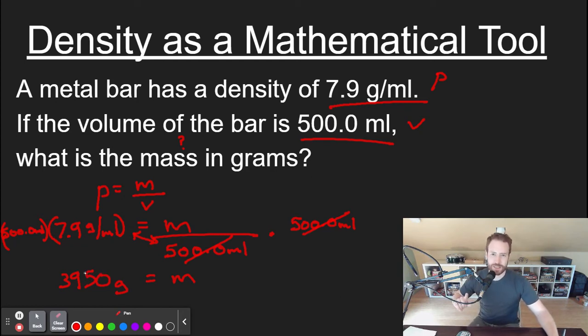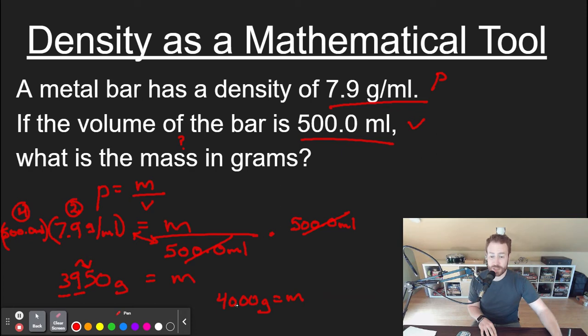But we still have to think about significant figures, and the significant figures in this situation are a little bit tricky. This number has 4 significant figures. This number has 2. That means our answer can only have 2. Our 2 significant figures are the 3 and the 9. But the 9 is followed by a 5, meaning that it is going to round up. And when a 9 rounds up, it rounds up to 10, and so it rounds up the number before it. So what this number is really going to become is 4,000 grams is equal to the mass.